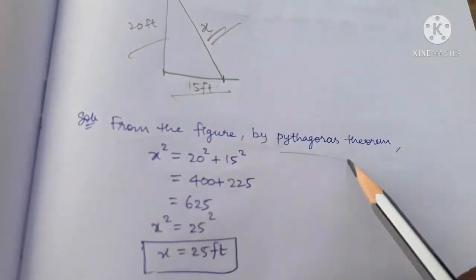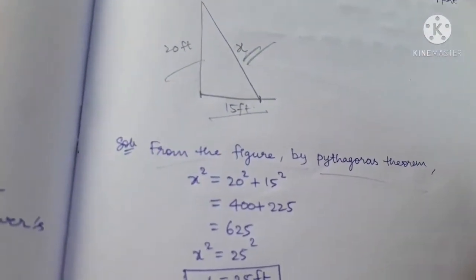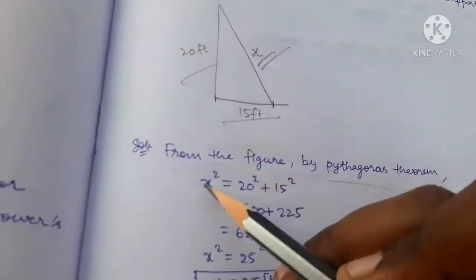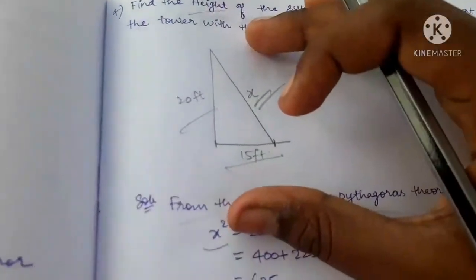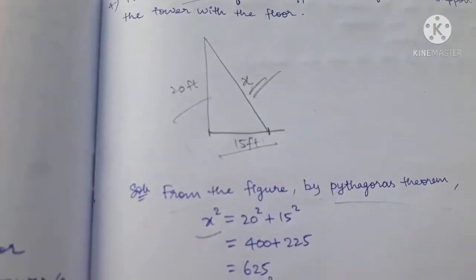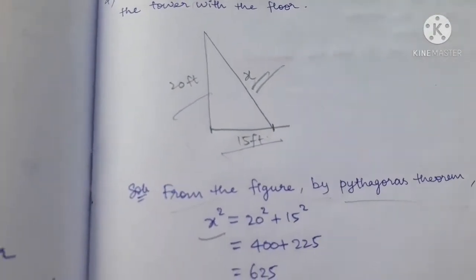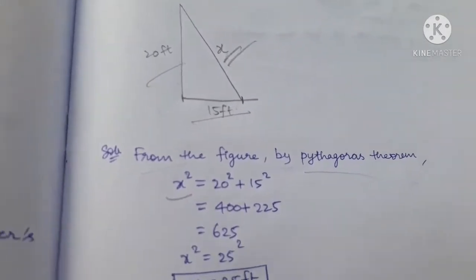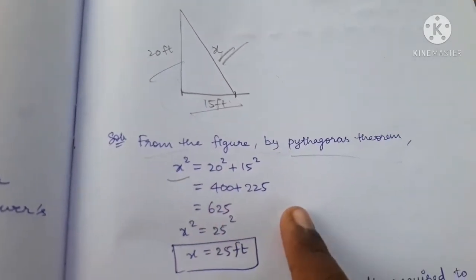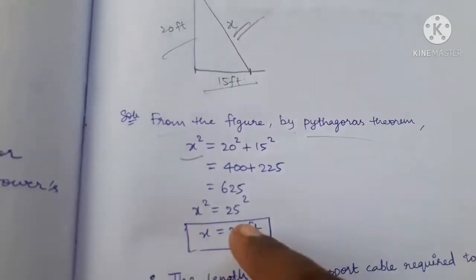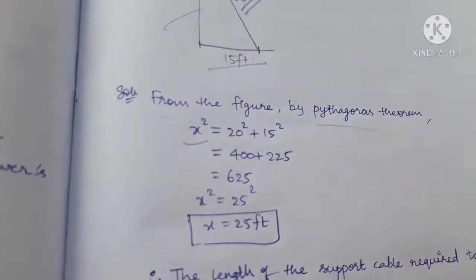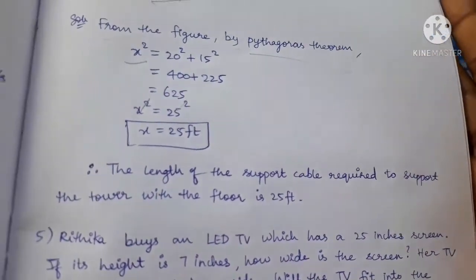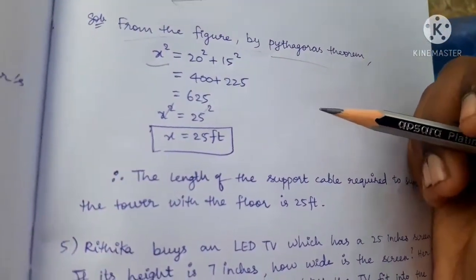Now let us start from the figure by Pythagoras theorem. You know what is Pythagoras theorem? The hypotenuse square will be equal to the sum of the squares of the other two sides. So hypotenuse square, here when you look at this picture, you can easily understand which is the hypotenuse. Obviously it is x. So x square equals 20 square plus 15 square. So expand and write: 400 plus 225, it is 625. x square equals 25 square, x equals 25. Square and square get cancelled. Therefore the length of the support cable required to support the tower with the floor is 25 feet.